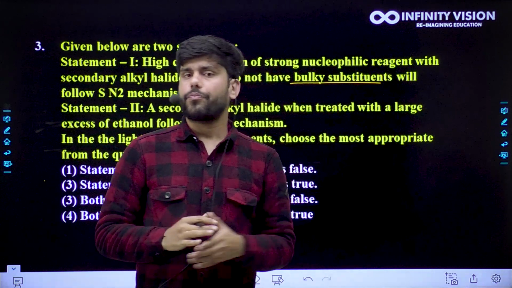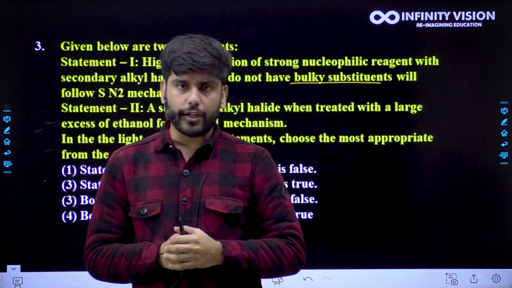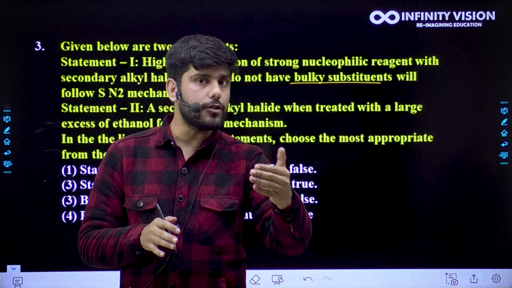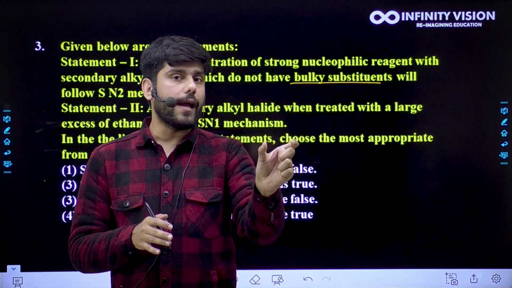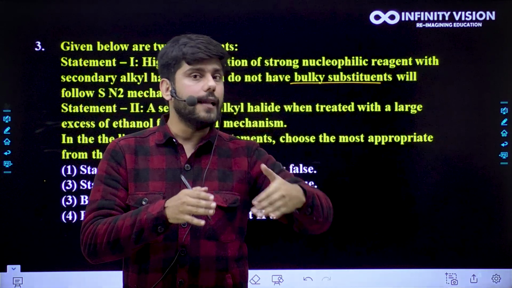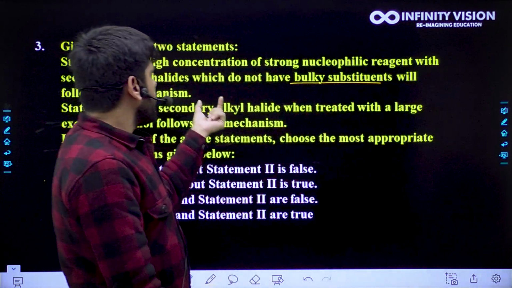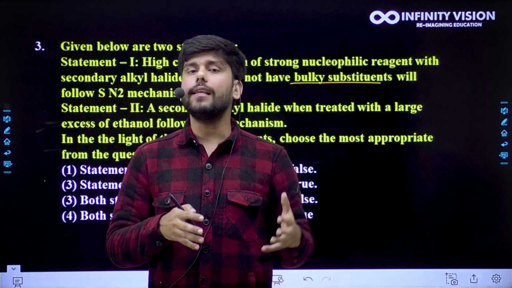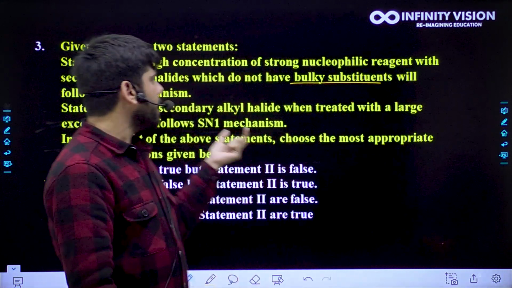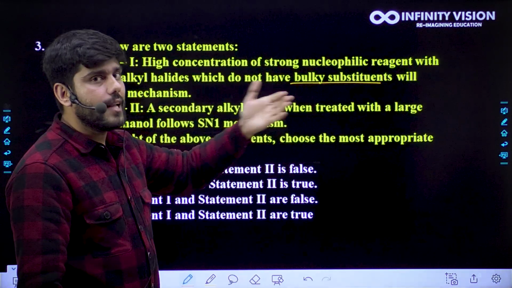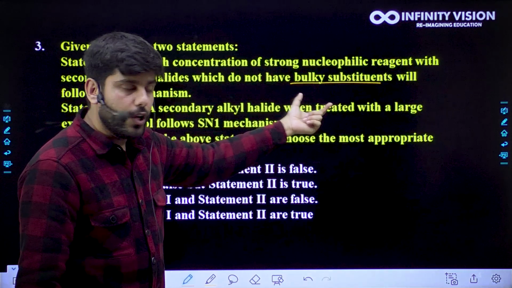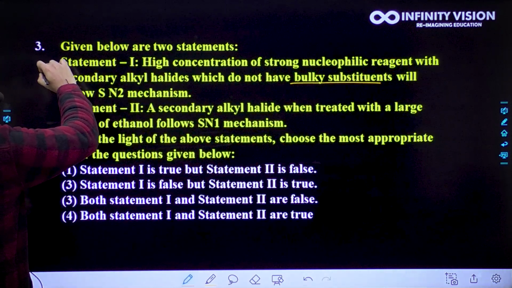Now we know that in an SN2 reaction, the nucleophile should have enough space or access to the sigma star orbital between the carbon and the leaving group. So yes, the substrate molecule should not have sterically hindering substituents on it. So we should have a less bulky substrate molecule in the SN2 mechanism. So this statement is correct.